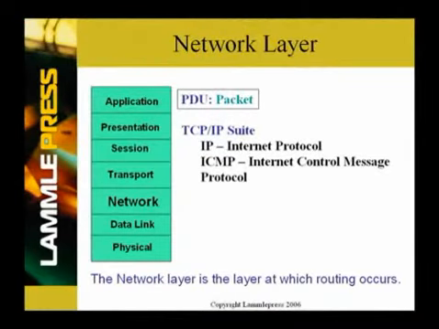Let's go ahead and take a look at the network layer. The network layer is the layer at which routing occurs. And the PDU, or protocol data unit here, is called a packet. Now, what was the PDU at the transport layer? That's right, segment. And the PDU at the upper layers, data. So from the upper layers, the PDU is data, segment at the transport layer, packet at the network layer.